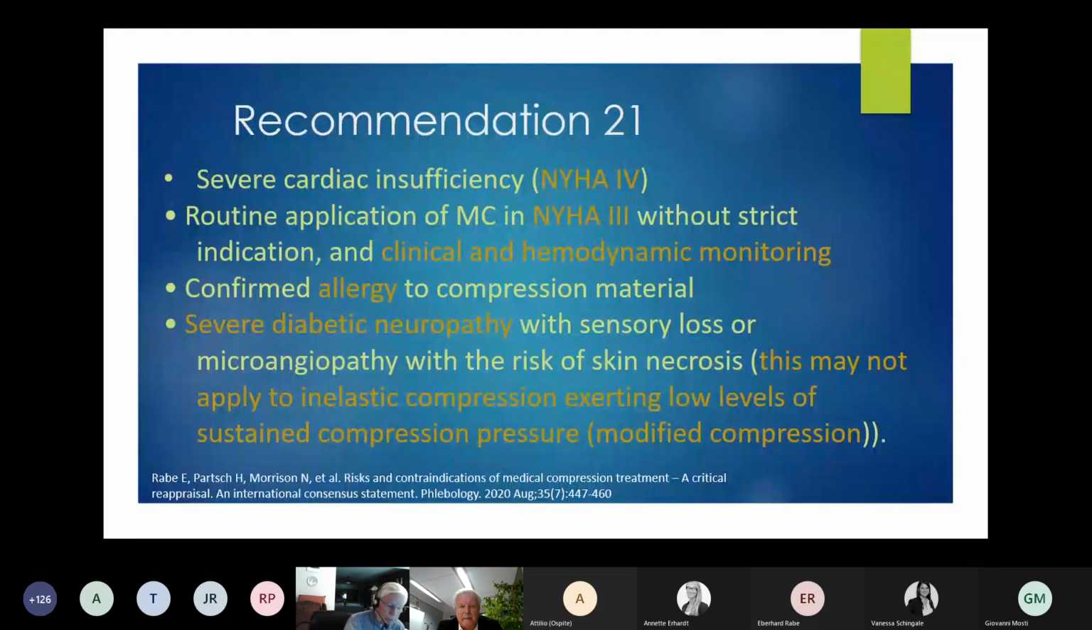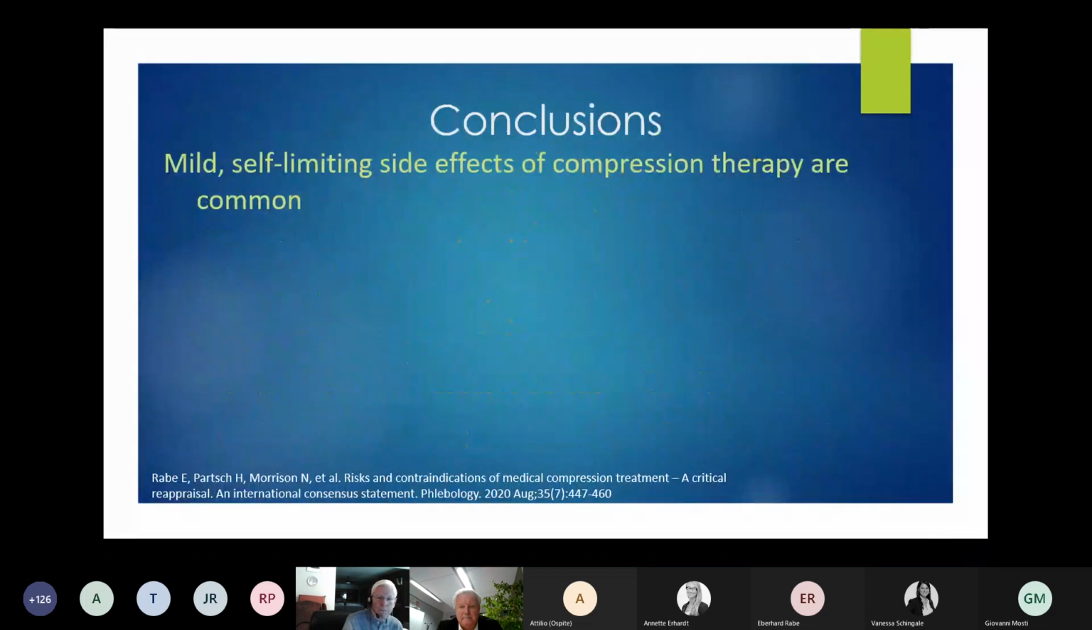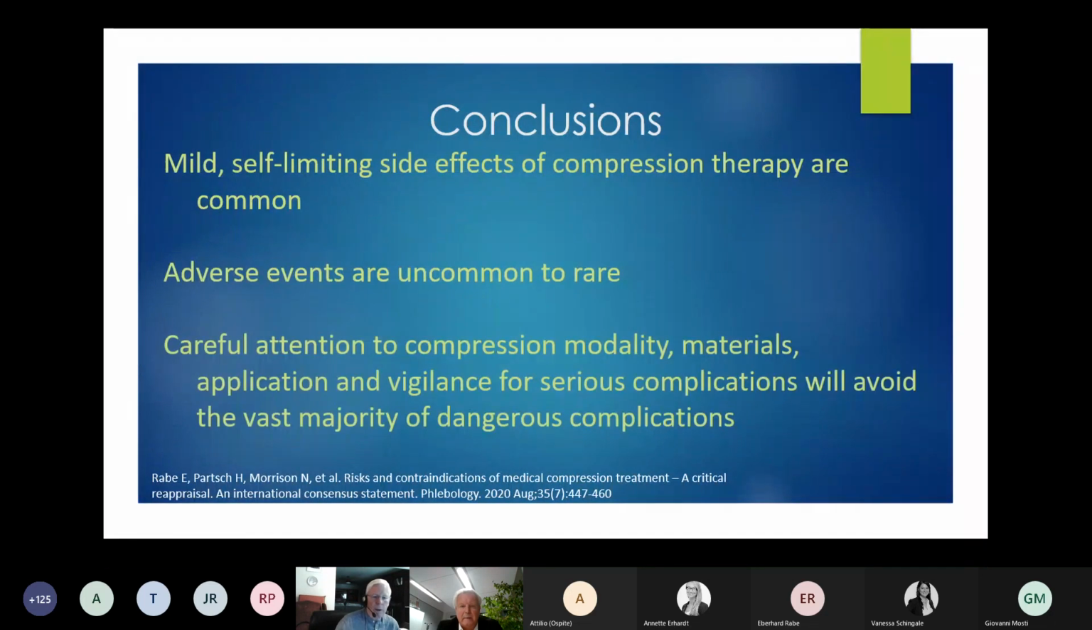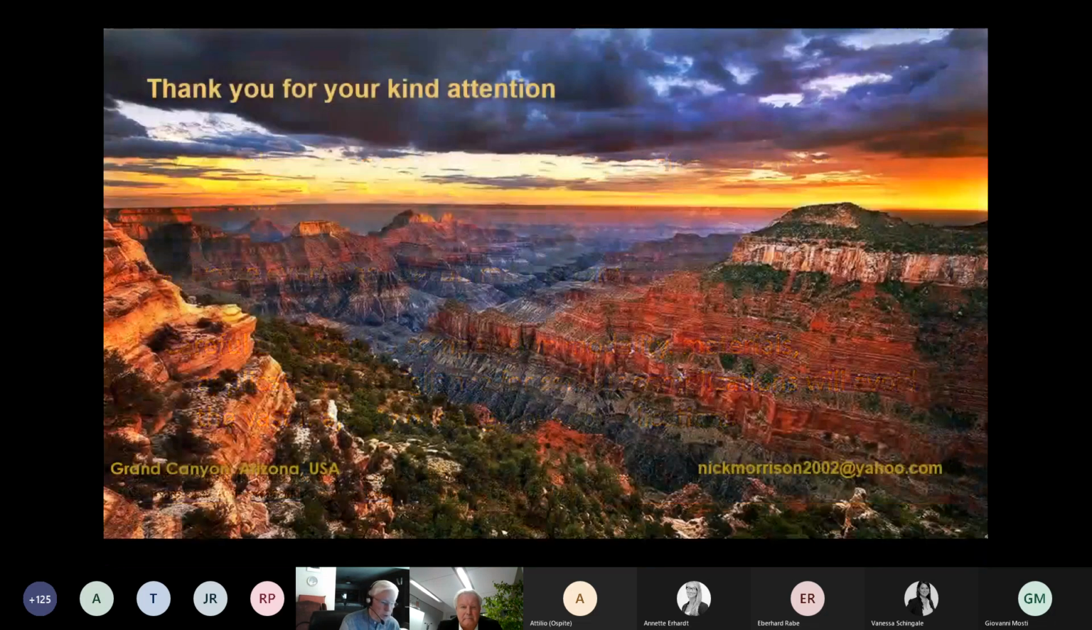Again, a beautiful presentation previously. So in conclusion, limiting side effects of compression therapy are common. However, adverse events are uncommon to rare. And with careful attention to compression modality, materials, application, and vigilance for serious complications, we will avoid the majority of dangerous complications. Thank you very much for your attention.